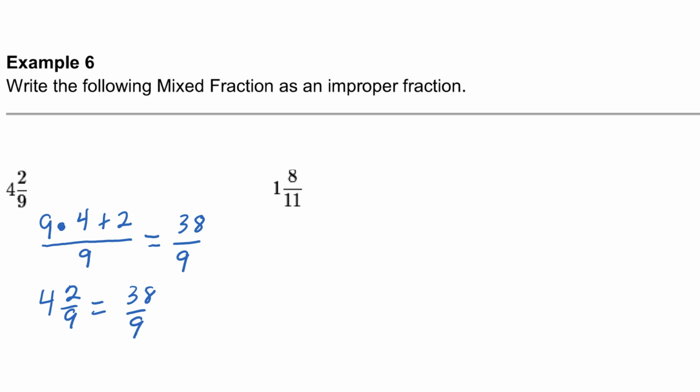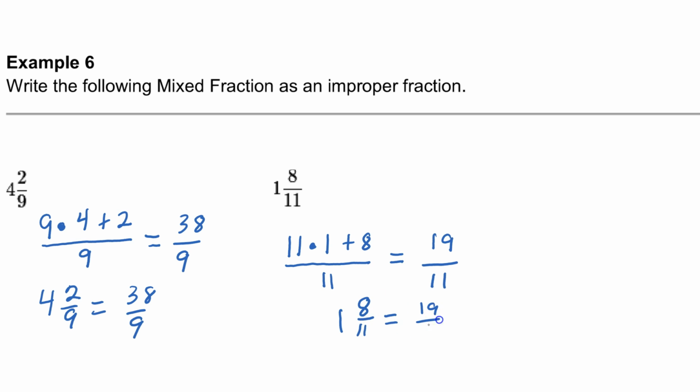The mixed number 1 and 8 elevenths can be written as an improper fraction. You've got to multiply 11 times 1 plus 8, so we're going to write 11 times 1 plus 8 divided by 11. 11 times 1 is 11, plus 8 gives you 19 over 11. So we're going to say that 1 and 8 elevenths is equal to 19 over 11.